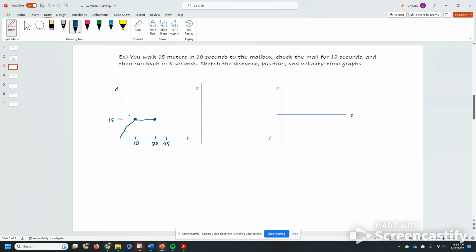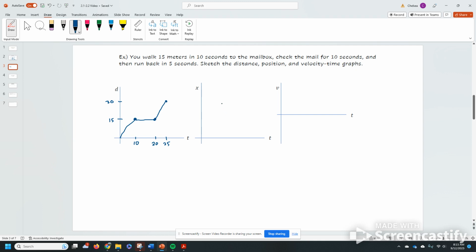So with distance, we're just interested in the total distance we travel. So we're going to travel another 15 meters, so we're going to have a total distance of 30 meters traveled. And it'll take us 5 more seconds to get there, so it looks something like that. Okay, that is our total distance traveled. If you're wearing something that measured your steps, it would say you traveled 30 meters.